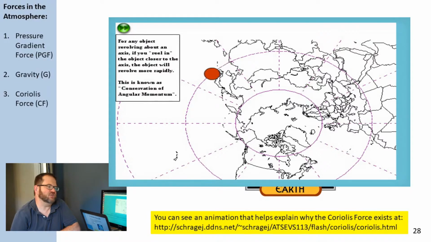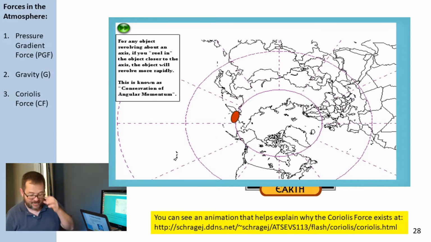I want you to picture an object that's going around the Earth at some location, at some latitude, like that ball there is. And as it goes around the Earth, it's moving at some speed. It takes some amount of time to go all the way around the Earth. But as for any rotating object, as it's revolving around an axis, if it gets closer to that axis, it's going to rotate faster. That's conservation of angular momentum.